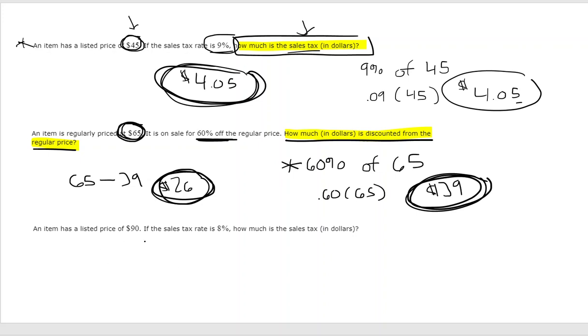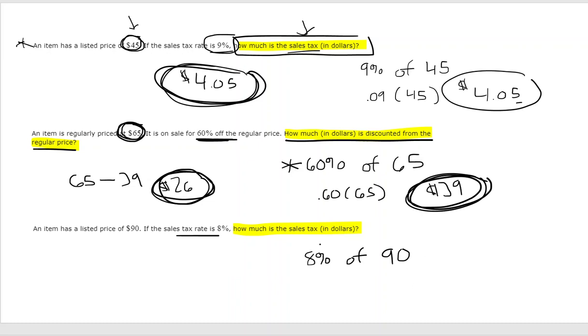An item has a listed price of $90. If the sales tax rate is 8%, how much is the sales tax? Okay, so the question that we're answering here is, how much is the sales tax? Okay, so to find out how much the sales tax is, we take the $90, and the sales tax rate is 8%, so we have to find 8% of $90.